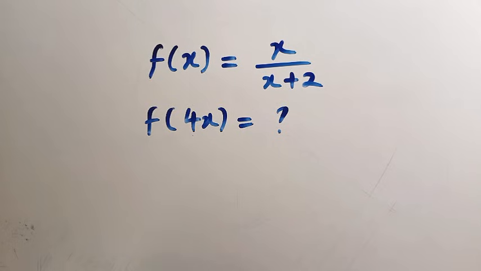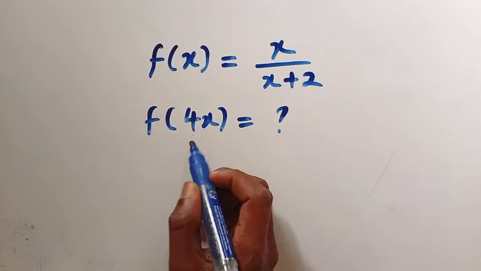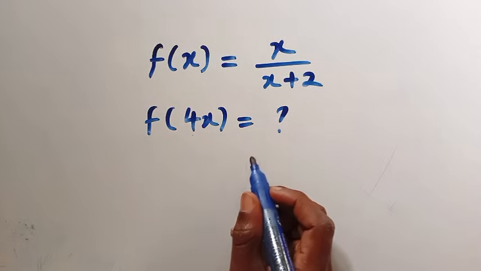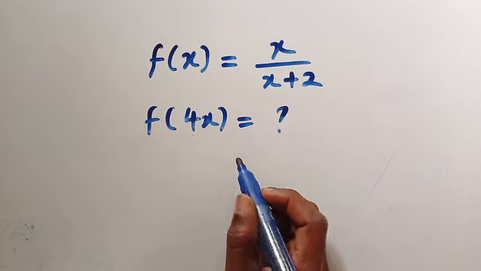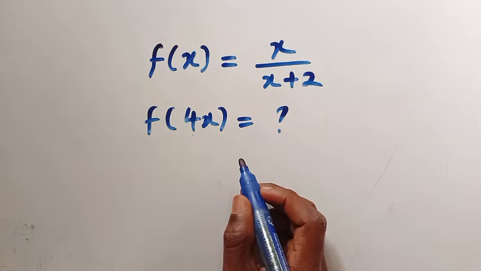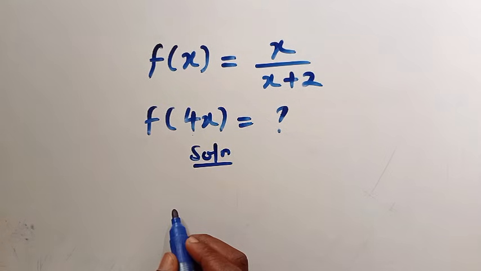Today we have an interesting functional equation. Given that f(x) equals x divided by x plus 2, we want to find f(4x), but the interesting part here is we want to leave the answer in terms of f(x). So how can we solve this? I'll be showing you the step-by-step method on how to solve this. Let's get into it, considering the solution.